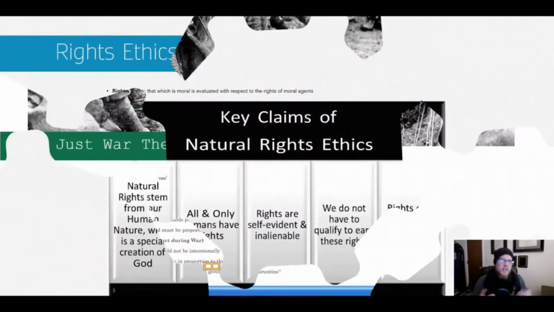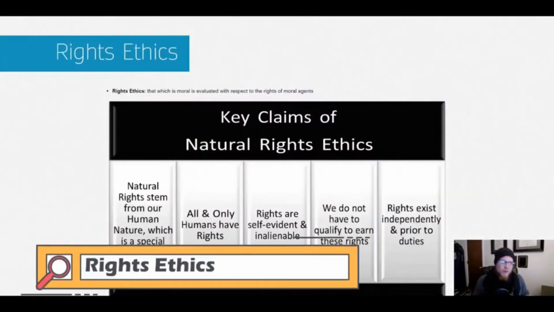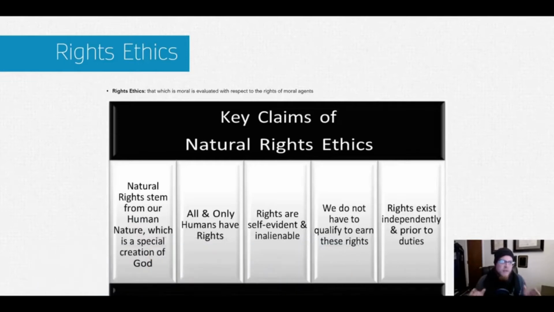Let's get into it. Just as natural law grew out of virtue ethics, rights ethics grows out of natural law ethics. So here are the key claims of natural rights ethics. They come out of our human nature, which for some is a special creation of God. That is, they're just there. They're God-given. You'll hear that expression, God-given rights.